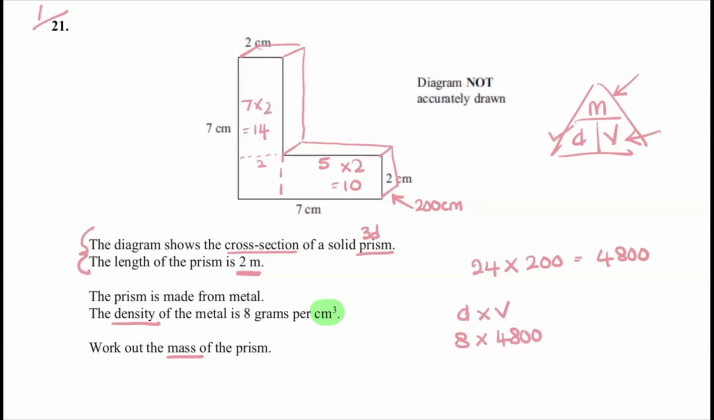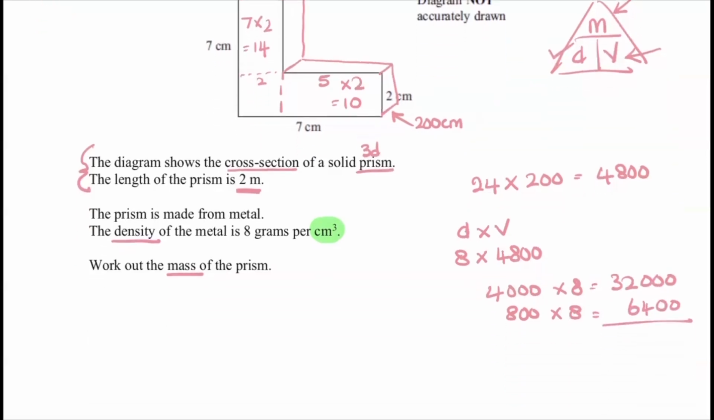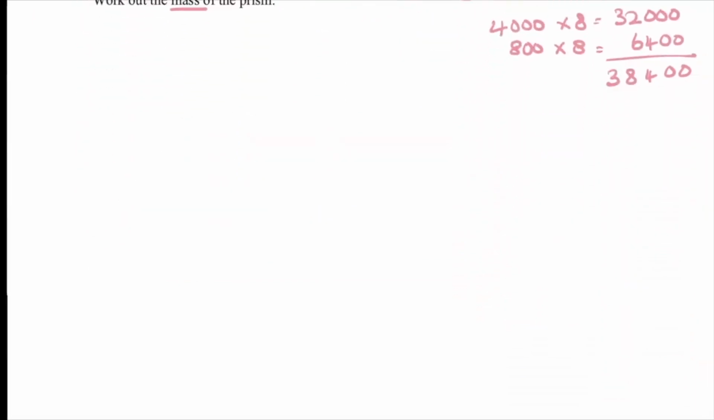Again, it's really down to you. When I'm multiplying by one digit, I tend to just break the whole thing up. So I would say I've got 4,000 times 8, and I would say I've got 800 times 8. So 4 8s are 32, and then I've got those 3 zeros. 8 8s are 64, and I've got 2 zeros. Just be careful when it comes to lining that up. And my final answer is 38,400.